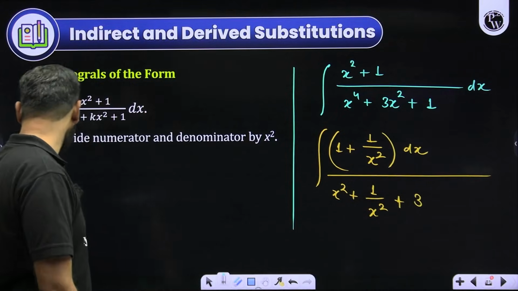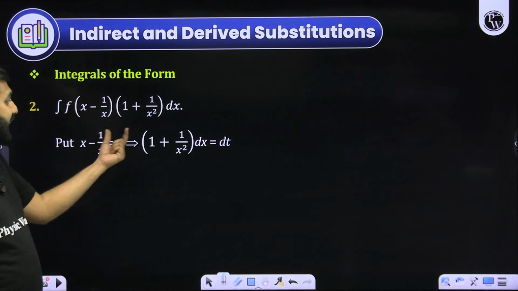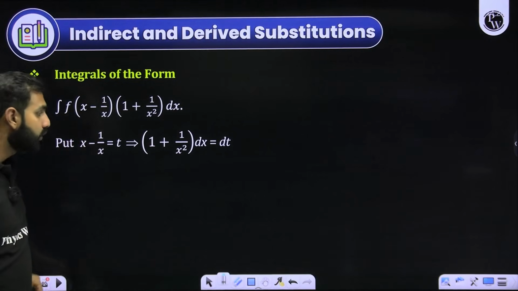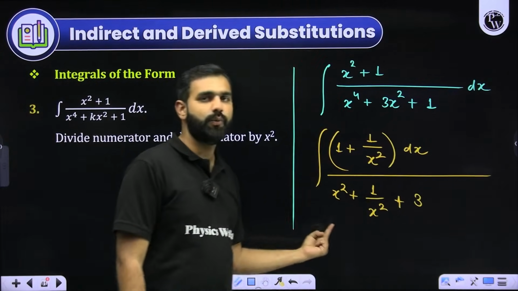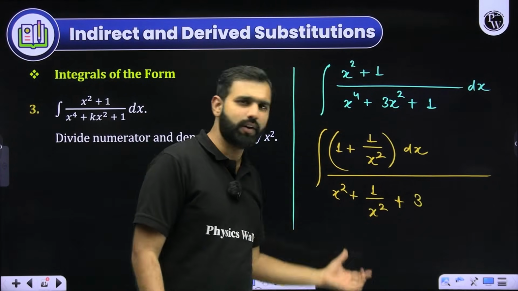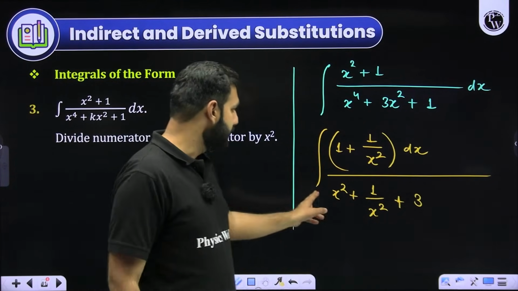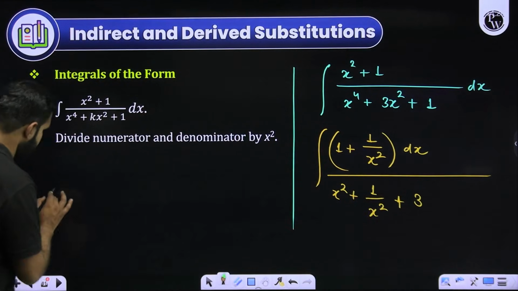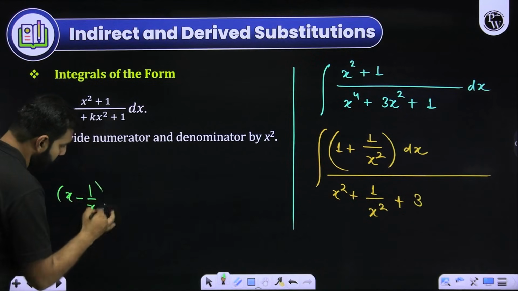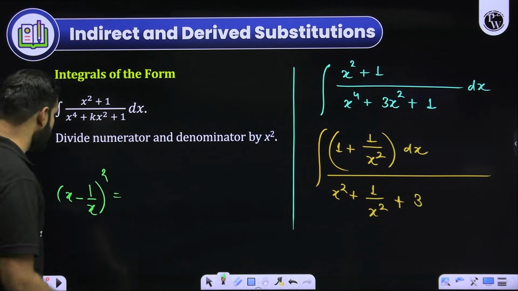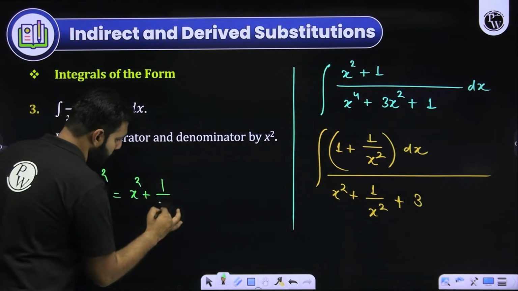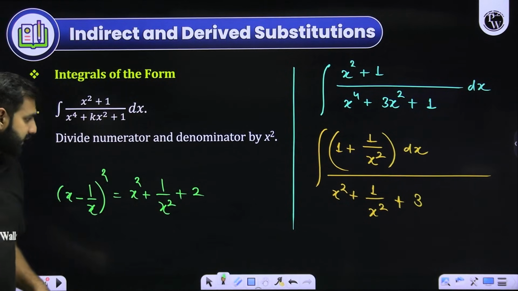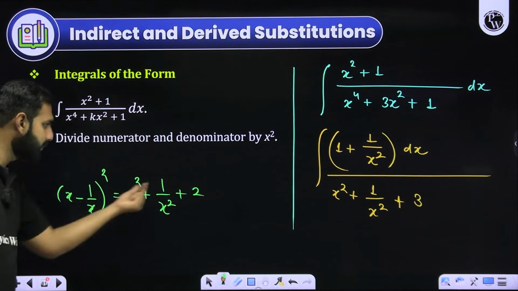Now go back to what we have just discussed in the last slide. I think I can get this if I have x minus 1 by x. So if I could convert this into x minus 1 by x, sir, what are you talking about? How can you convert it into x minus 1 by x? Have patience. Let's try and do that. If I ask you what is x minus 1 by x whole square, you would say it is x square plus 1 by x square plus 2 into x into 1 by x, which is 2 only. So from here, would I not say that x square plus 1 by x square will be this minus 2?